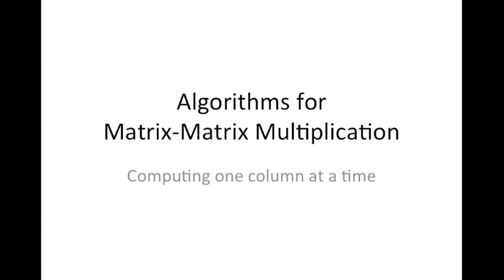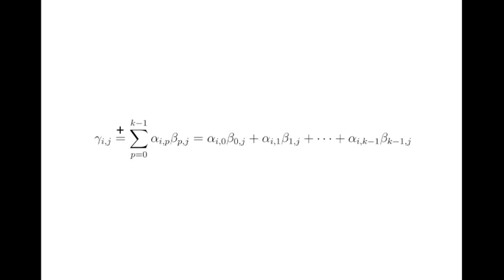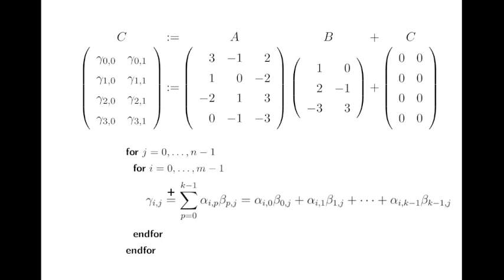We're now going to look at how to more systematically derive the different orderings of the loop when computing a matrix-matrix multiplication. Remember that the ij element of C is updated with a dot product of the ith row of A and the jth column of B. Now let's illustrate this. There are three loops.